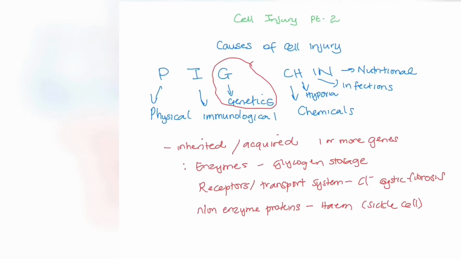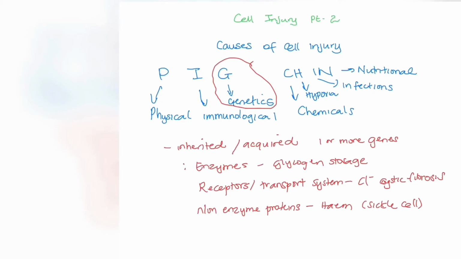The next one is genetic causes of cellular injury. Genetics, as it suggests, involves one or more genes, and it may be inherited or acquired. There can be problems with enzymes, such as degradation enzymes, so you have a build up of certain compounds because these are not being broken down, and this can lead to a storage problem which can cause cellular damage.